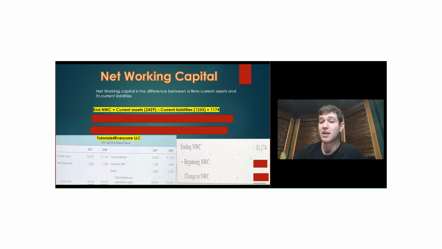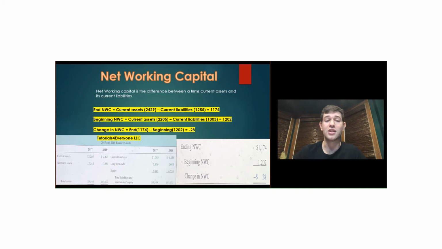To calculate beginning net working capital, we're going to do the same thing, but for 2017. So in 2017, we have current assets of 2,205 minus current liabilities of 1,003, and we get 1,202. So to calculate the change in net working capital, it's your end net working capital minus your beginning, and in this case, it's negative 28.